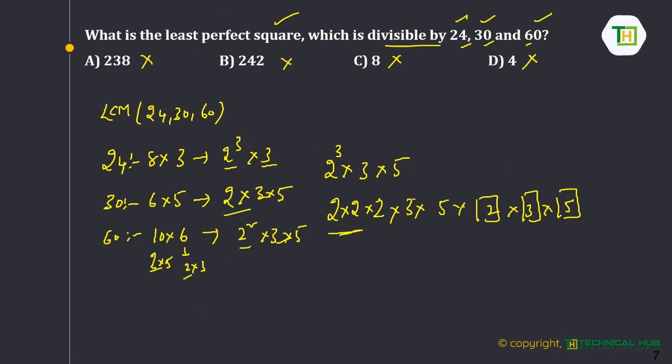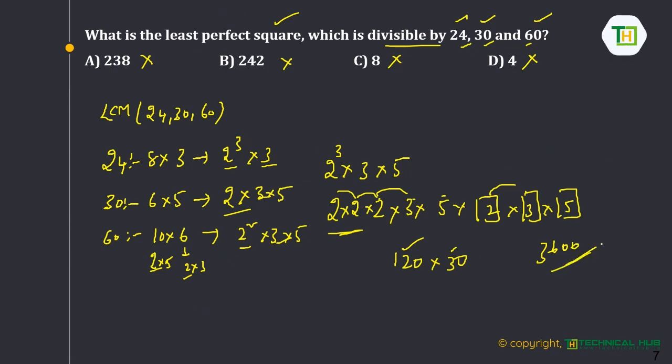Okay. So then what is your answer? 2 into 2 is 4. 4 into 2 is 8. 8 into 3 is 24. 24 into 5 is 120. Then 2 into 3 is 6. 6 into 5 is 30. So 120 into 30, with the zeros, is 3600.